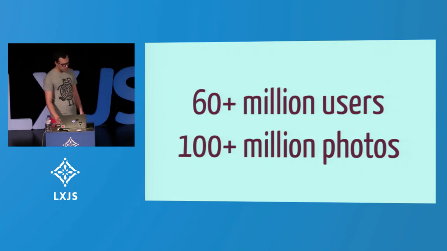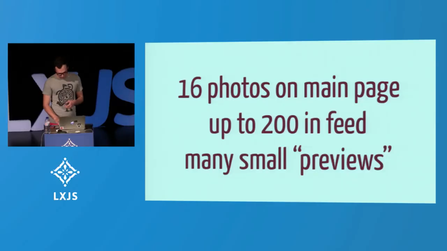These are our main numbers. We have 60 million users and more than 100 million photos. And because we're a dating site, photos are very popular and important for us, so we show them a lot. It's at least 16 photos on the main page and up to 200. Usually they are small photos, so that's a lot.